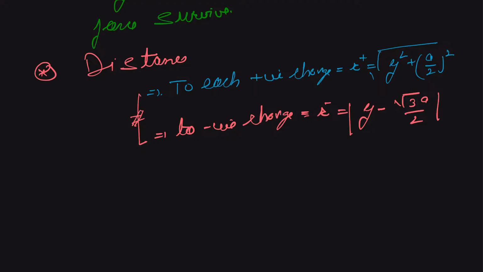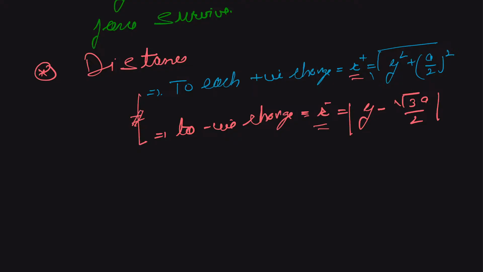Therefore we cannot combine them into a single radius. We have to take a force expression for the positive charge and a different force expression for the negative charge, and treat them separately because the distances are entirely different. Like we said, because of the symmetry, the horizontal components of the force are going to cancel out with respect to both the positive ions.